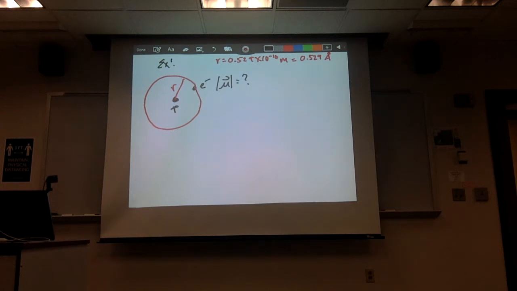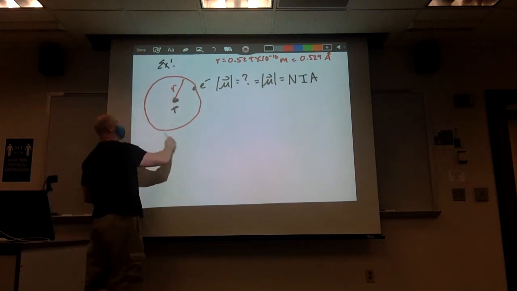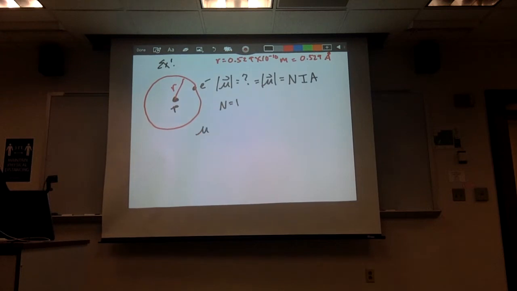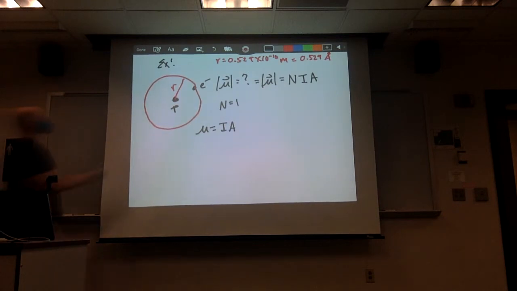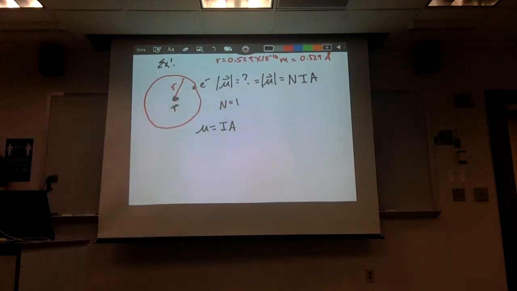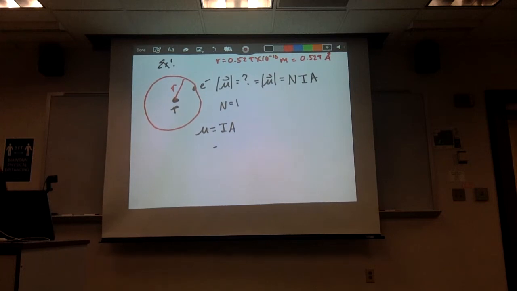So what's going to happen? Remember that the magnitude of the magnetic moment is equal to the number of loops times the area times the current. But in this case, I have just one loop because I have one electron going around, so N is equal to 1. My magnetic moment is simply my current times my area. The electron is sweeping out a circle of radius r. So what is the area? Pi r squared. So this is equal to the current times pi r squared.